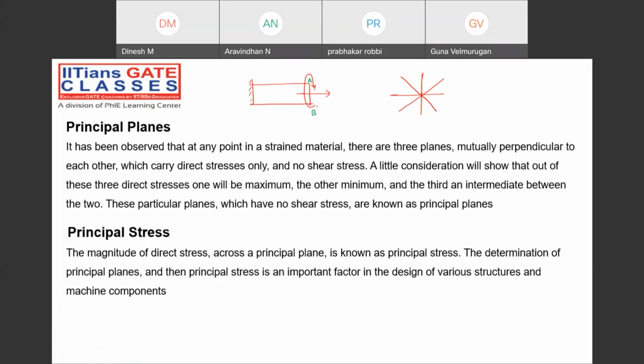But we need to find a plane where there will not be any shear stress, only normal stress. That particular plane we call the principal plane. At any point in a strained material, there are three mutually perpendicular planes which carry direct stresses only, no shear stress. Very important. The planes which carry no shear stress are called principal planes, and the stress acting on that plane is called the principal stress.